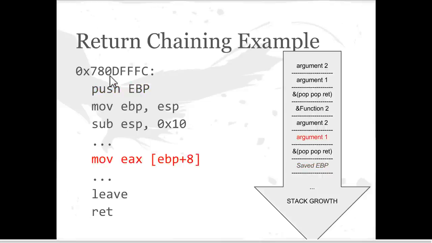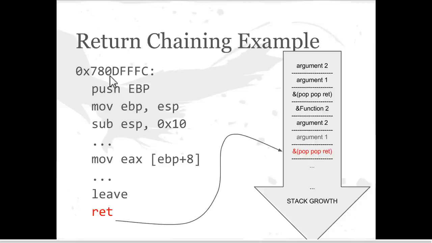And at some point, the local variables and function parameters, the arguments, are going to be used by that function. So the first one is going to be at EBP plus 8, and so on. And then leave is usually going to be called. What that does is it restores the stack frame to whatever the stack frame was for the function that called this function. And then it's going to return to the address provided to it.